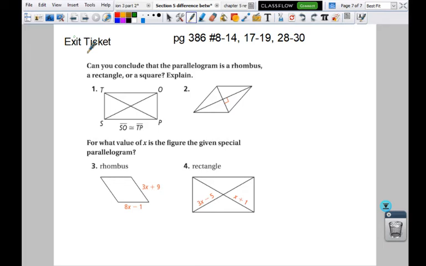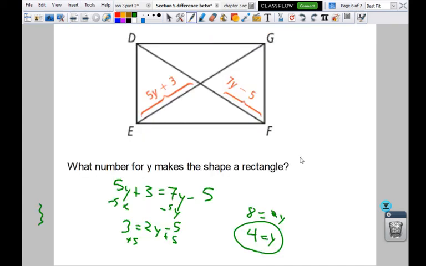Do missing homework. Can I go back real quick? Sure. That's a rectangle. There you go. Thank you.